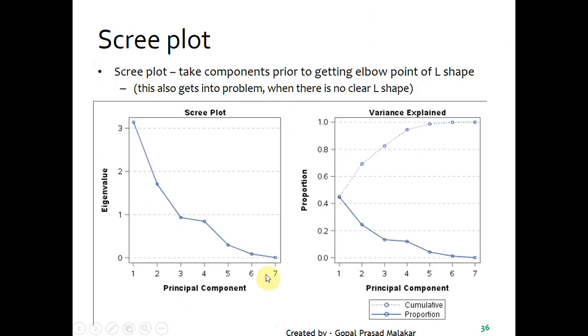The scree plot actually helps you, and if you get an L-shaped curve, it is essentially the point where you get the elbow of the L. So here you are getting the elbow of the L, and you take everything before the elbow point. So take components prior to the elbow point of the L shape. However, this also gets into trouble if there is no clear L shape, or if there are two Ls.